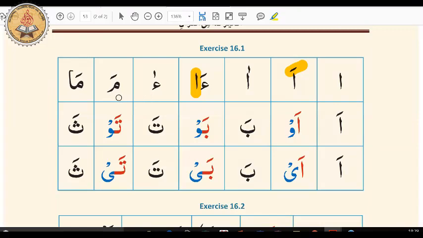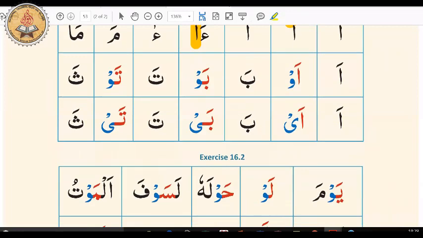Very good. And this one? Ma. Very good. And this one? Ma. Very good, mashallah. Well done. I'm going to ask you to please do the second line as well. So that you get... Good. Very good. And this one? Very good.